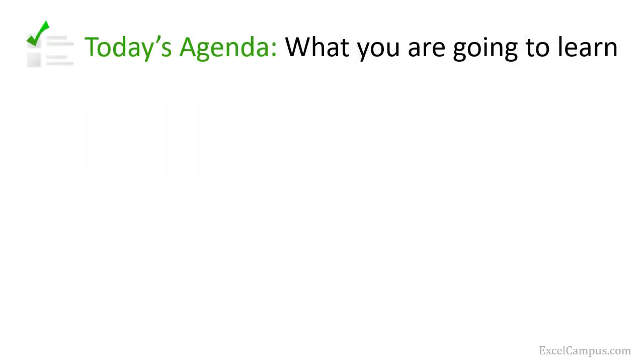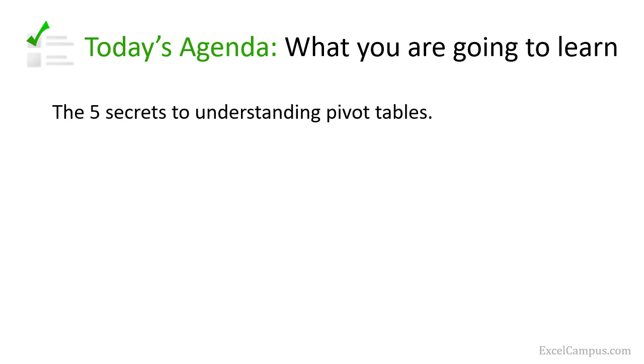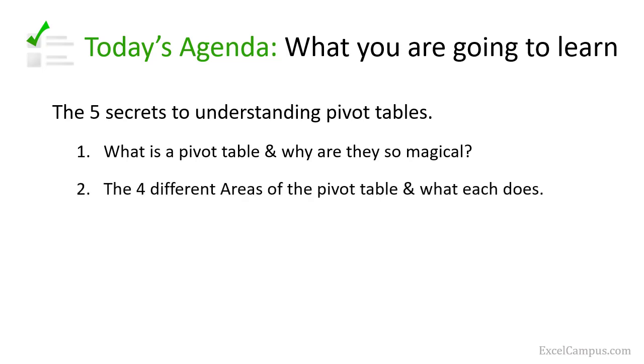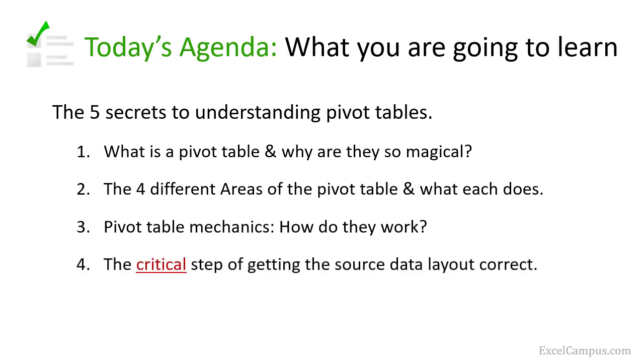So on today's agenda, we're going to cover the 5 secrets to understanding pivot tables. Everything you need to know to get started with pivot tables. We're going to look at what a pivot table is, why it's such a magical tool in Excel. We're going to cover the 4 different areas of pivot tables and what each of those does. We're also going to look at pivot table mechanics, exactly how they work, and the absolutely critical step of getting the source data in the correct layout. Absolutely critical. And then the 8 rules for formatting your source data.